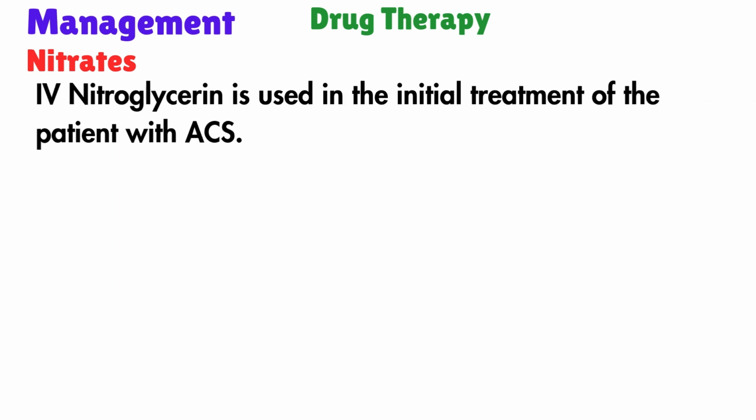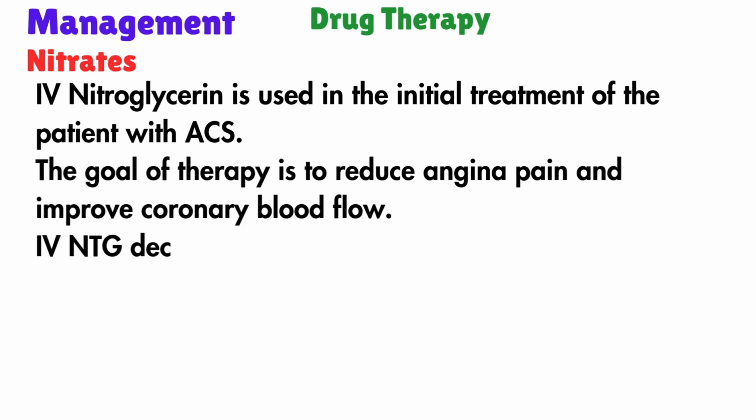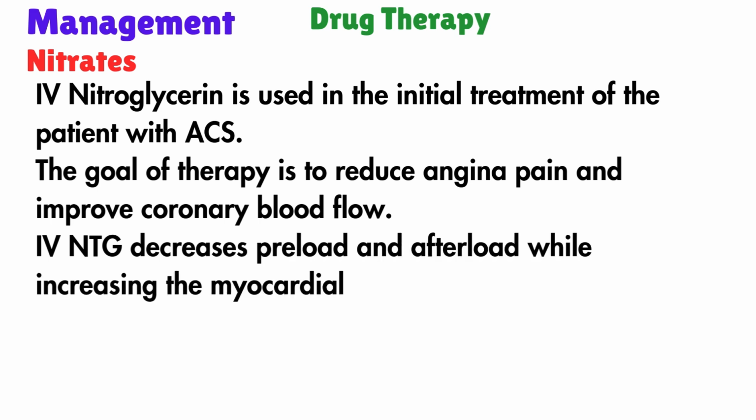IV nitroglycerin is used in the initial treatment of the patient with acute coronary syndrome. Sublingual NTG can be used until the IV NTG is prepared. The goal of therapy is to reduce angina pain and improve coronary blood flow. IV NTG decreases preload and afterload while increasing the myocardial oxygen supply. The onset of action is immediate.